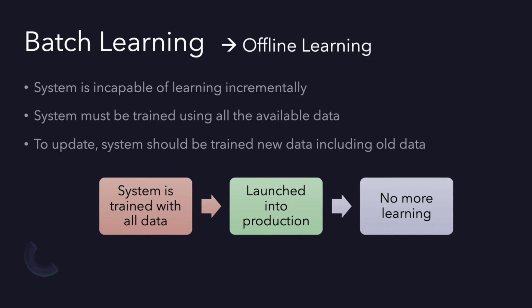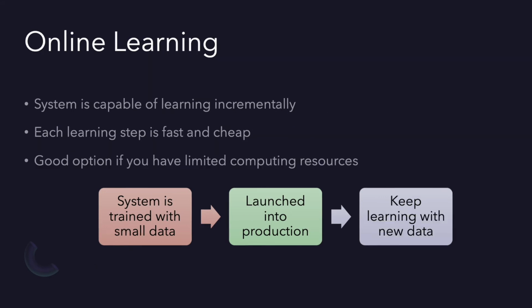And online learning is the opposite. The system keeps learning on the fly. Each learning step is fast and cheap compared to the previous one. Therefore, it's also a good option if you have limited computational resources.